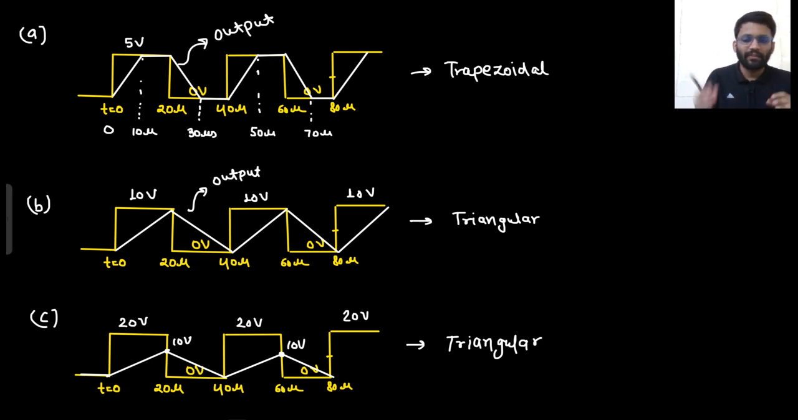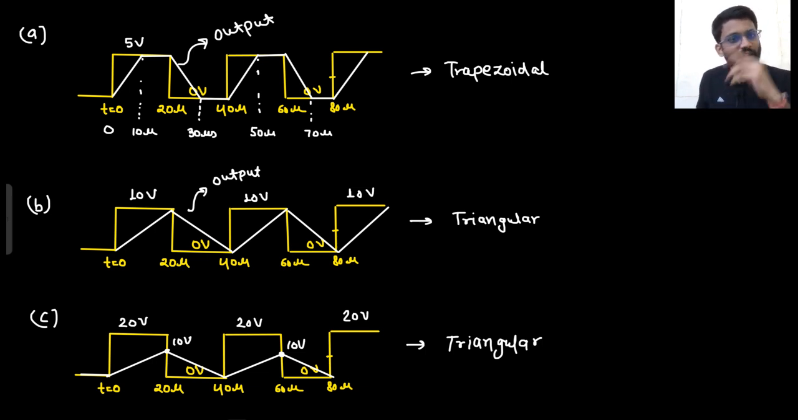Now the next input, that was 0 to 20 volt. So input will say that I am going from 0 to 20 volt. Output will say I will also follow you. I also need to go from 0 to 20 volt, but it will require me 40 microsecond. In 20 microsecond it has reached 10 volt.